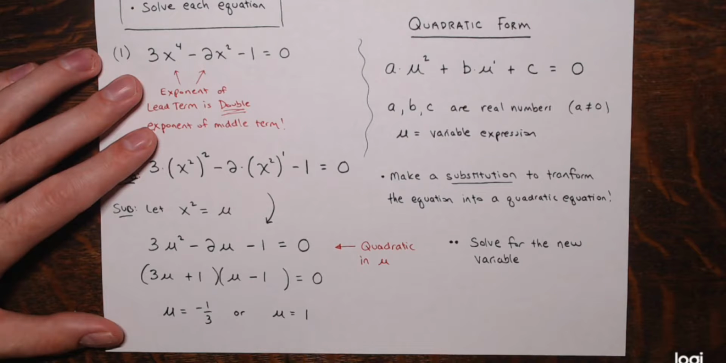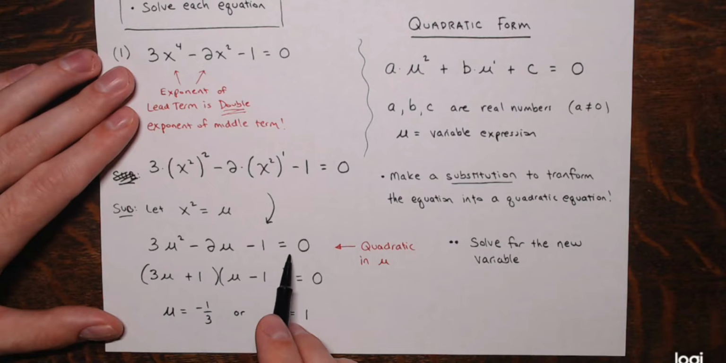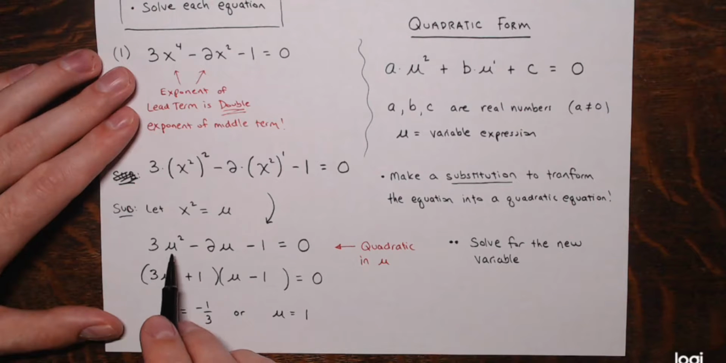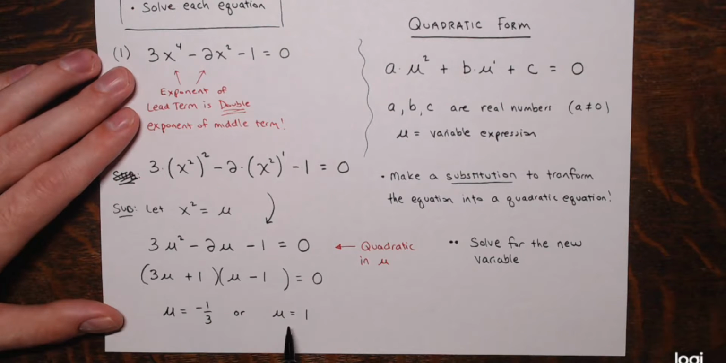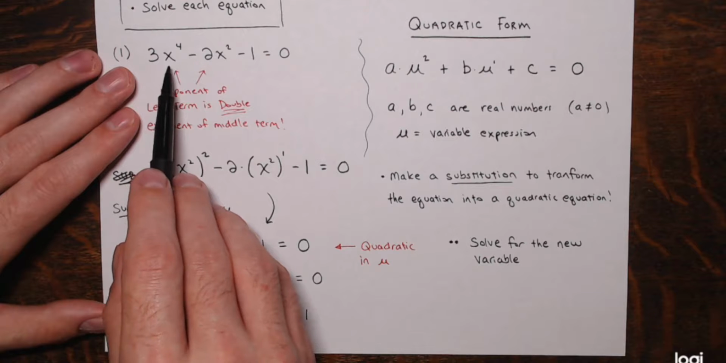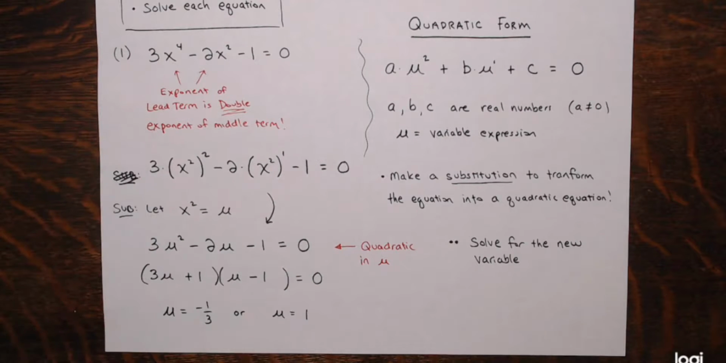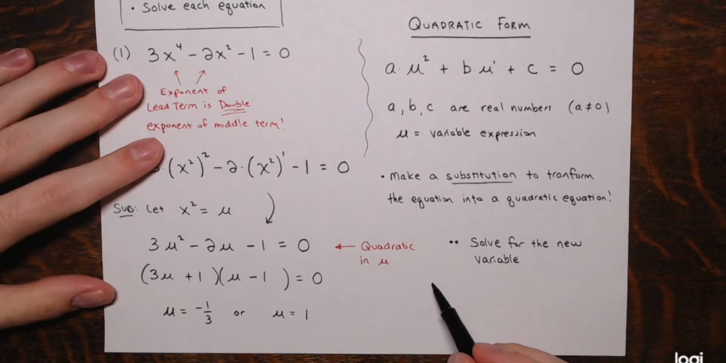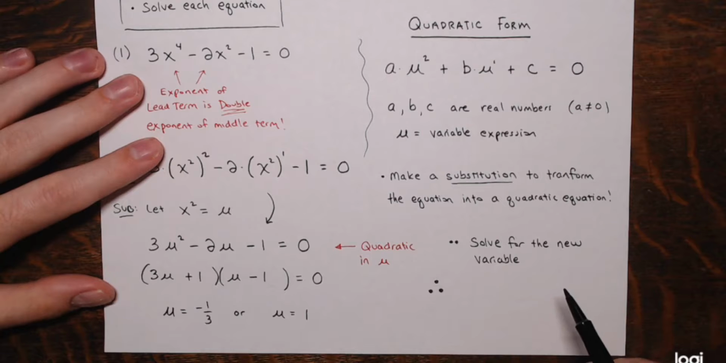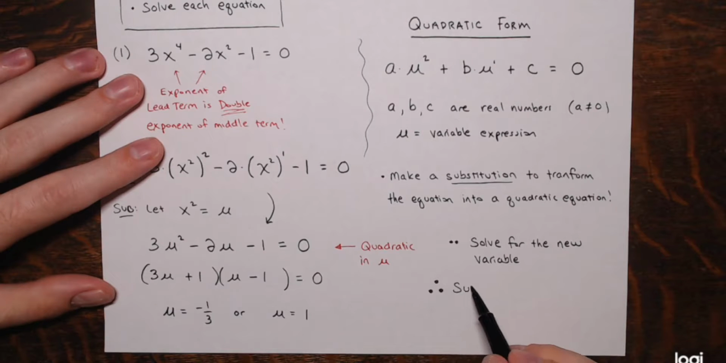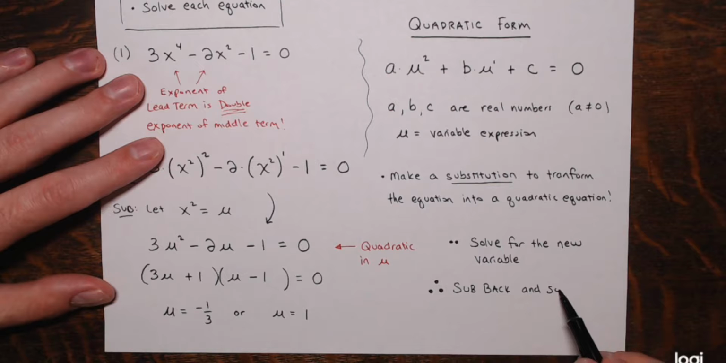So I solve for the new variable. Now these are solutions to the equation with u in it. But I don't want to solve the equation with u in it. I want to solve the equation with x in it, right? The original equation had this variable x. So the next step, after solving for the substituted variable, is we substitute back, sub back and solve for the original variable.